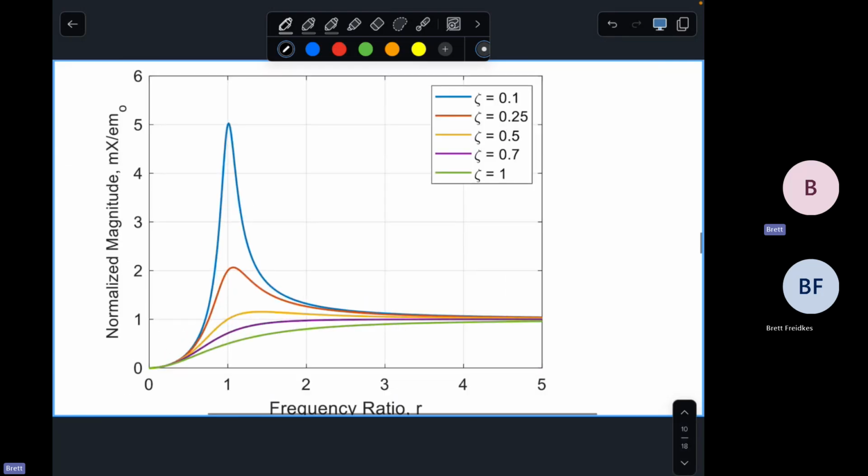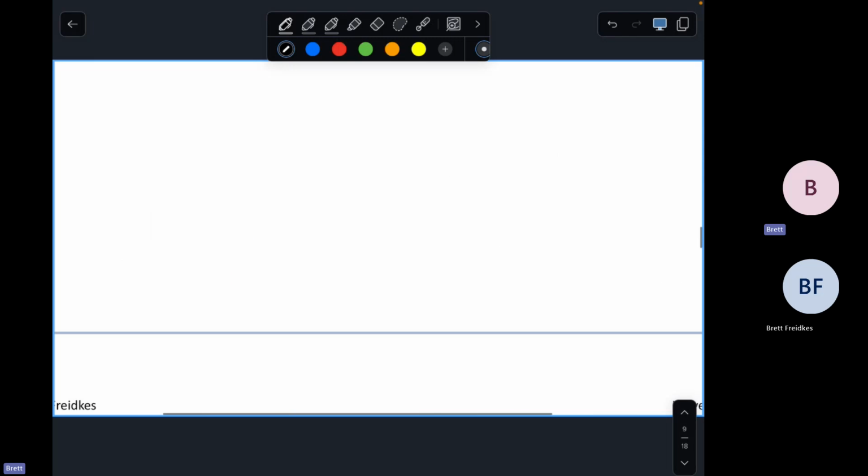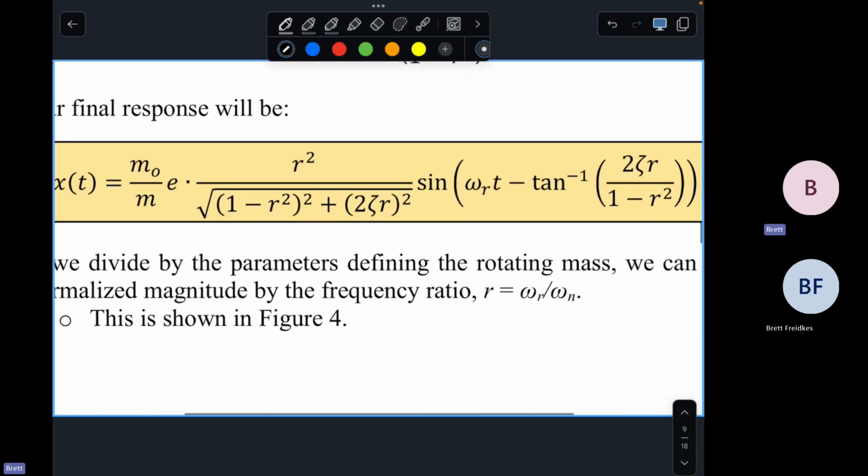So we see again the same type of relationship where as we approach resonance, the response gets larger. But what's interesting about a rotating unbalance is that the deflection does not go to zero as you go to higher frequencies. It goes to a normalized magnitude of 1. So if you were to take the limit of this as r goes to infinity, we'd have an r squared on the top, and ultimately in the denominator, we'd also have an r squared with the limit. This is r to the 4th.